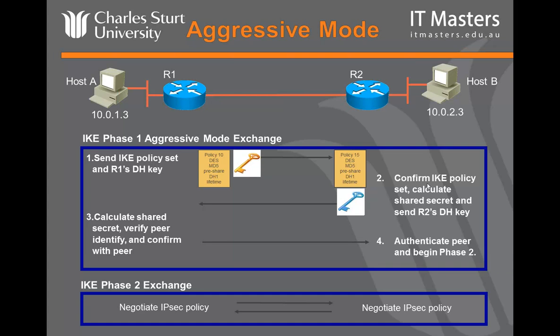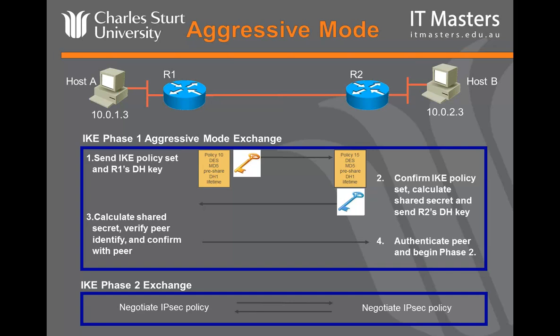We confirm that policy from router two, calculate a shared secret, and send router two's Diffie-Hellman key. And then three, we calculate a shared secret on router one, verify the peer identity, confirm with the peer, and authenticate. Okay, done. So that's phase one out of the way. You can see it's a step faster. And then in the phase two exchange, we negotiate our IPSec policy.